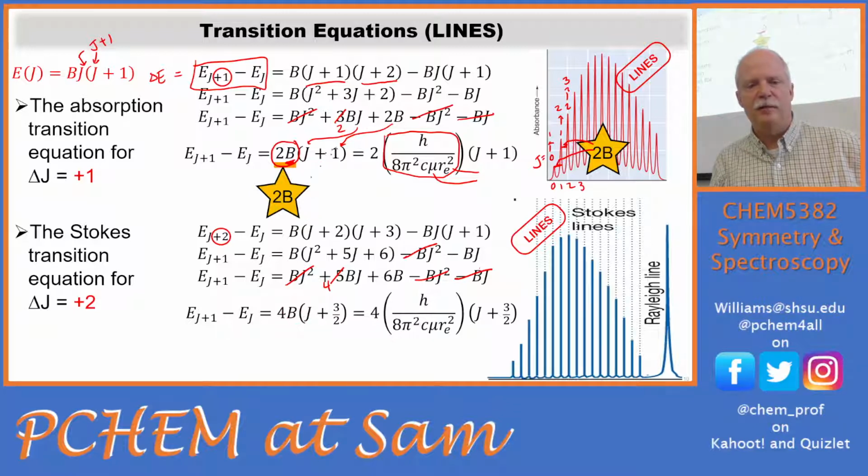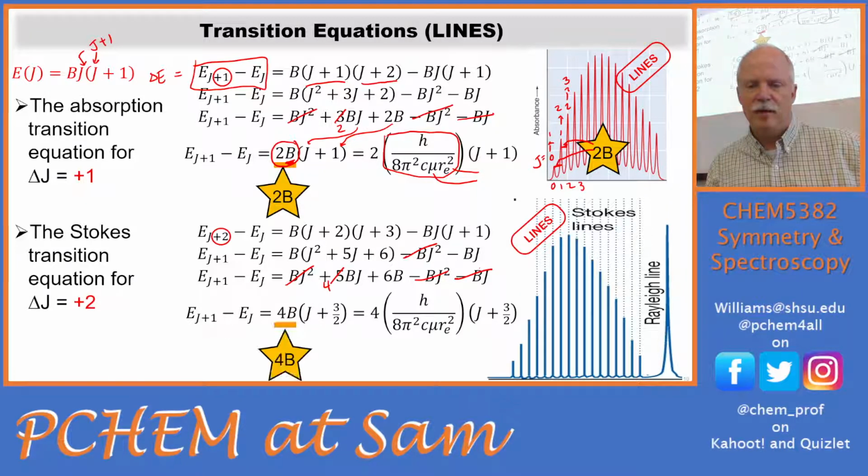This is 2B times J plus 1. This is 4B times J plus 3 halves. And so it has the same structure. We even saw this in our particle in a box structure. And so for the Raman spectrum, we have 4B spacing between those lines.